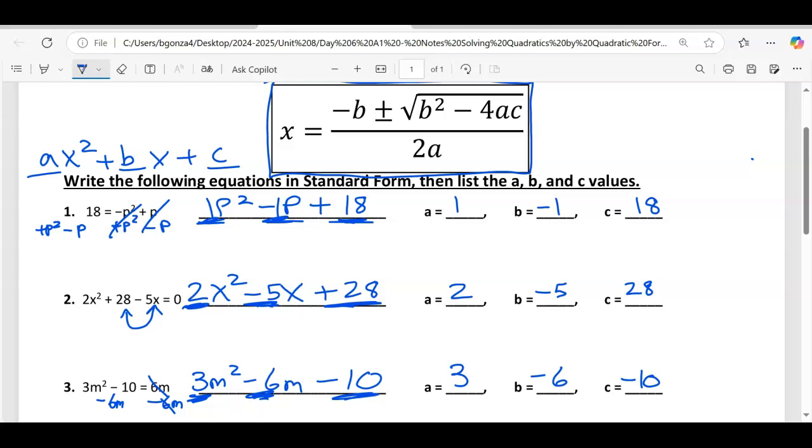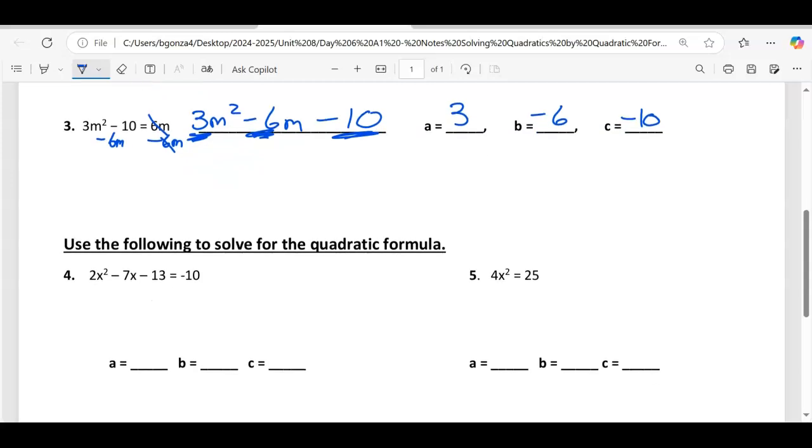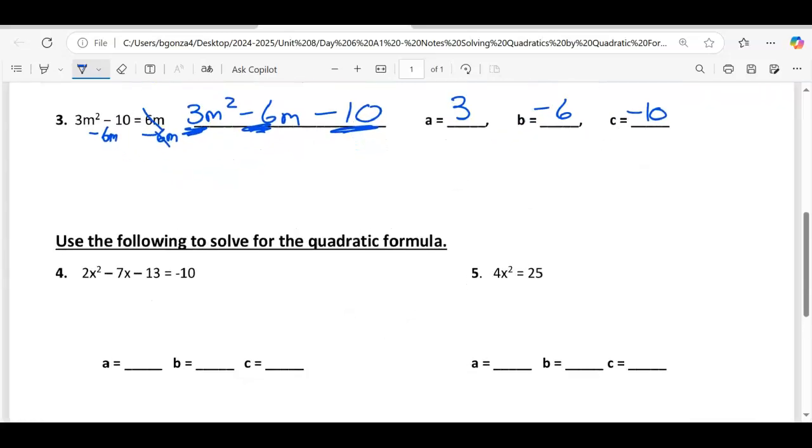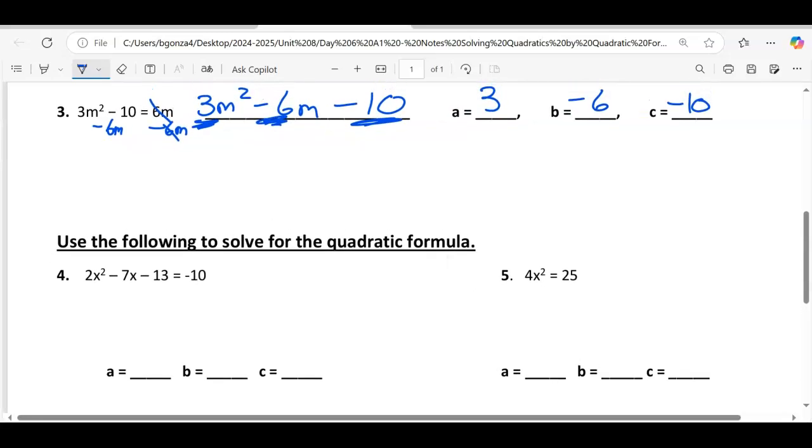You got to be able to get it equal to 0 first before you start using that crazy fraction at the top, okay? So let's start using that crazy fraction. Here we go down here. Number 4, okay? I need to solve number 4 for 0, just like we've been doing. Okay, so let's make sure we're doing that here.